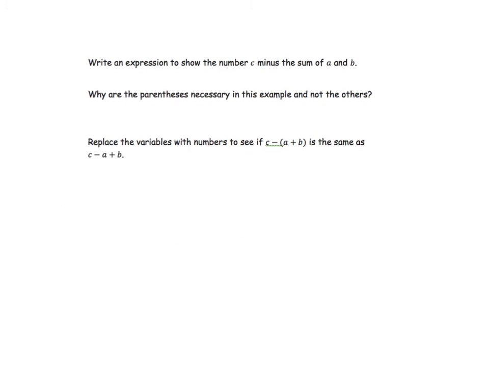Okay, so C minus the sum of A and B. So instead of C being taken away from the sum, now we're subtracting the sum from C. So why are the parentheses necessary for this one? Well, think about it, if we did not have parentheses here and we just subtracted from left to right, we would only be taking away this A, not the B. So the parentheses are necessary.